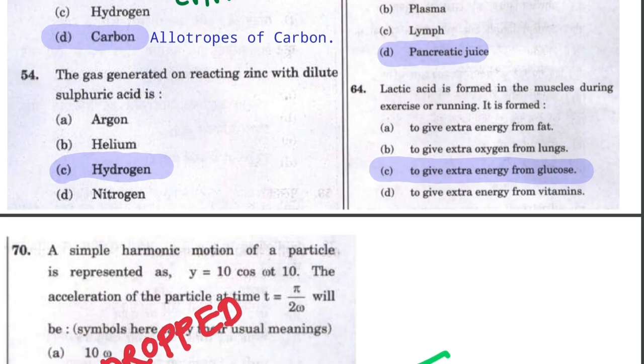And this next question is: lactic acid is formed in the muscles during exercise or running, which is also called muscle cramps. So it is formed to give extra energy from glucose. Just remember this fact. Lactic acid, and this has been asked several times, like muscle cramps are caused due to, so lactic acid. Lactic acid will be the correct answer if it is asked in that way.